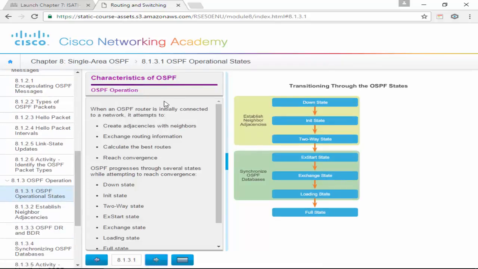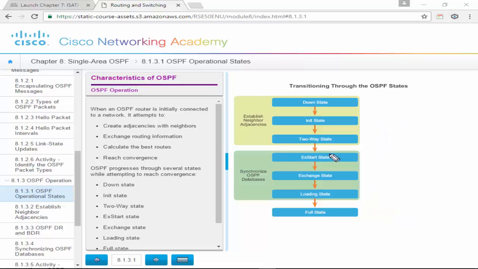Alright, so here's our election process, which will happen. And you will probably only see, typically, if you're watching it, it's so fast that you usually see initiation state and full. Maybe loading sometimes, and maybe two-way. If you're having problems, sometimes you see two-way.